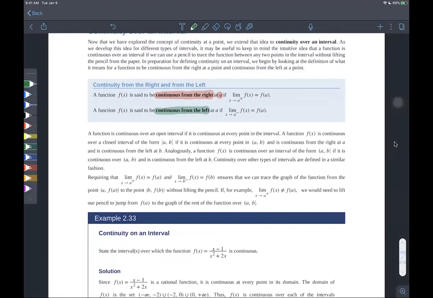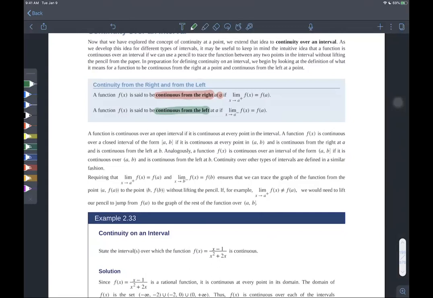A function is continuous over an open interval if it is continuous at every point in the interval. A function f of x is continuous over a closed interval of the form [a, b] with square brackets if it is continuous at every point in the open interval (a, b), and is continuous from the right at a, and is continuous from the left at b.